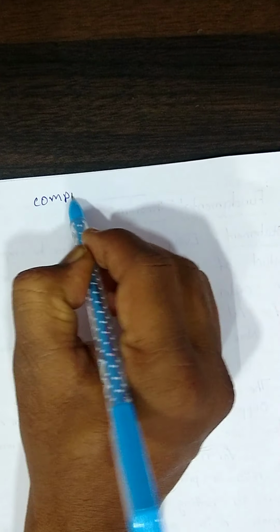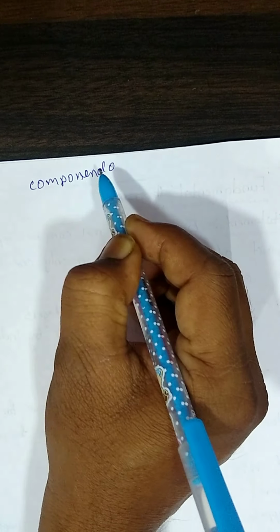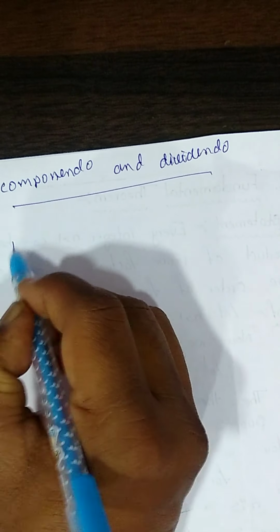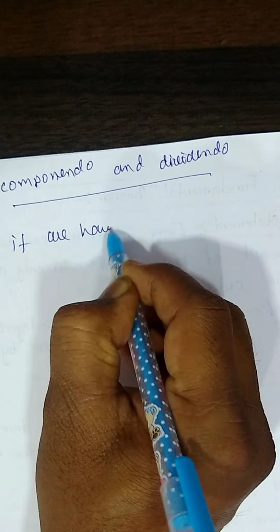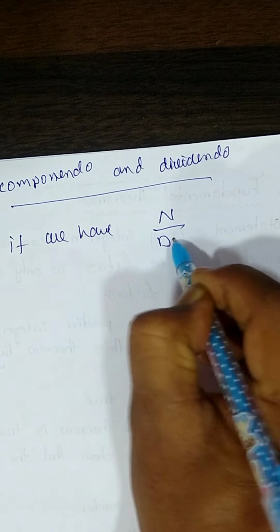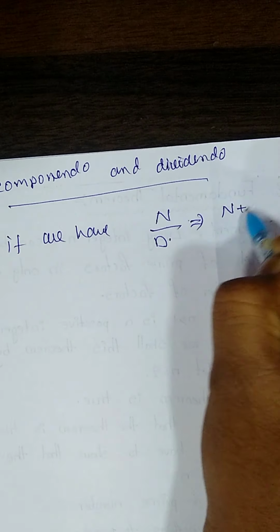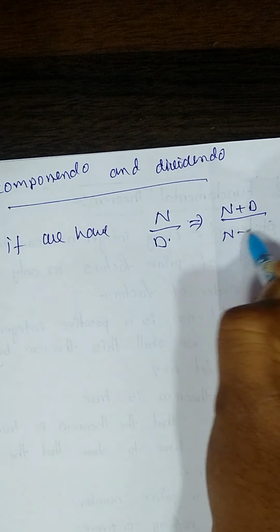For these types of problems we can use componendo and dividendo. The componendo and dividendo rule is: if we have numerator by denominator, after componendo and dividendo we can write numerator plus denominator by numerator minus denominator.